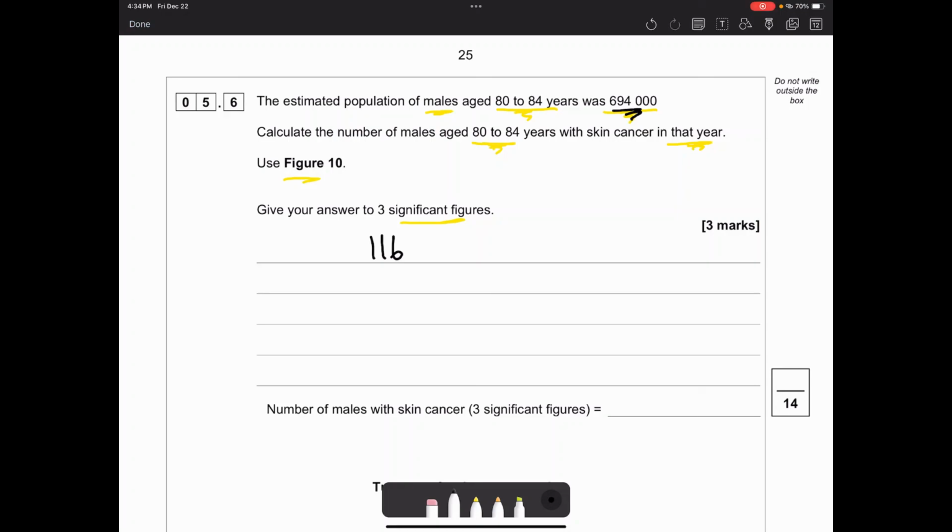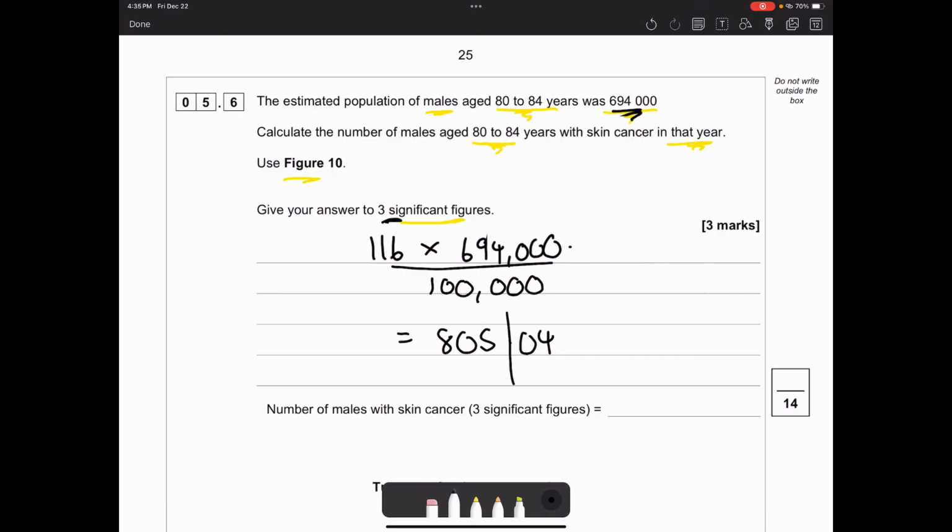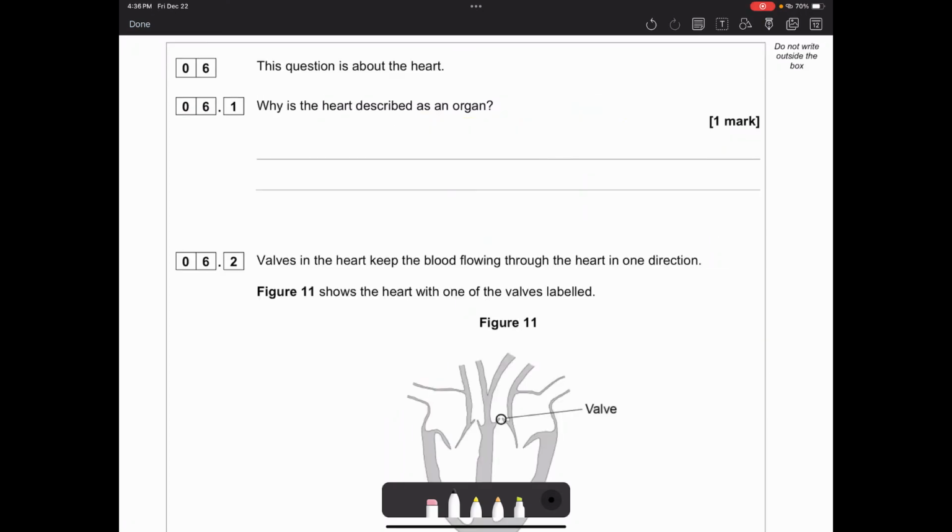But if I know the total amount, what I could then do is 116 times the total population, 694,000. But remember, it's per 100,000 people, so divide it by 100,000. And that would give me an answer of 805.04, and therefore giving it to 3 significant figures, well, you draw your line and you know, well, 0, so it's just 805. And that is your final answer there.